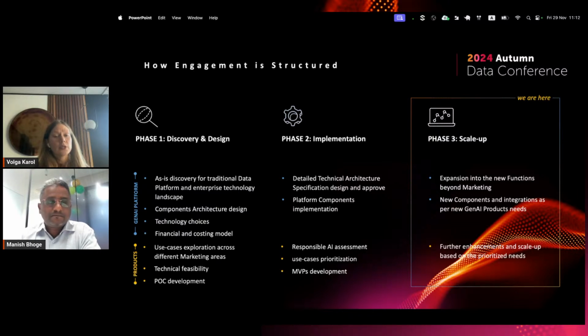And also responsible AI assessment is super important in this context, because we are talking about how do we avoid hallucination, how do we make sure that data privacy is in place, how do we avoid IP infringement and other problems.